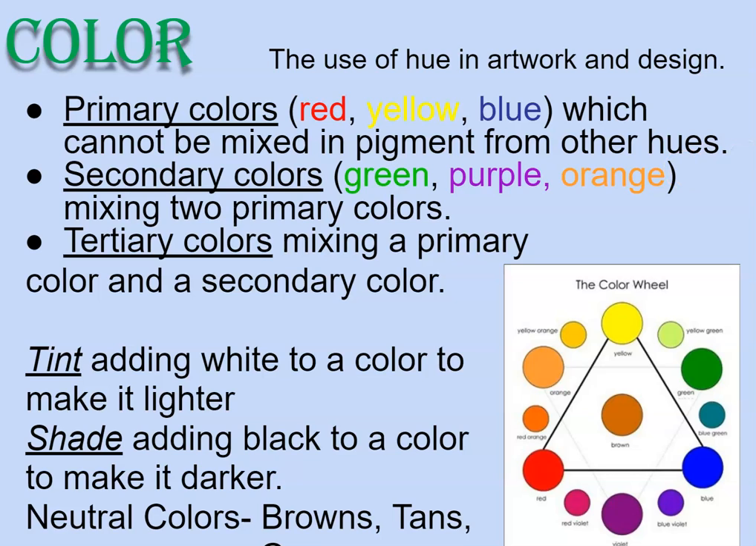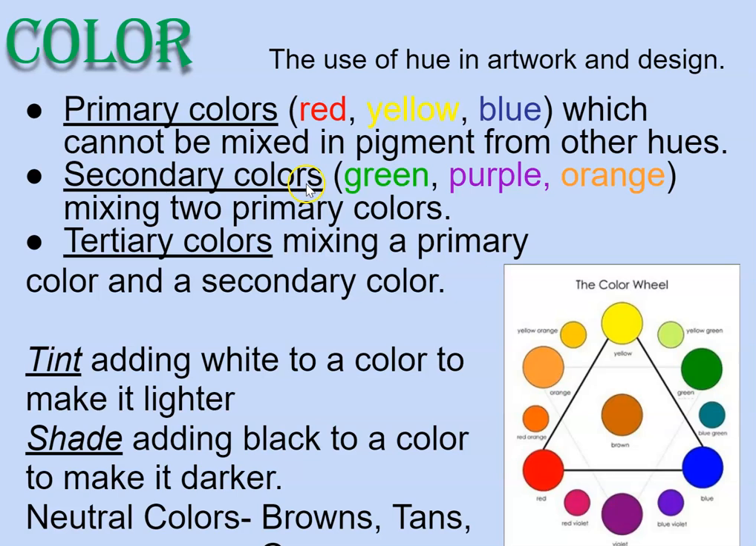Color. Color is a very large part of the elements of art, and there's a lot that goes along with color, and this is just some of the very, very basics. Color is the use of hue within an artwork. To begin with, we start with the primary colors: yellow, red, and blue. These colors cannot be mixed. These colors can be mixed to create other colors. However, you can't mix two colors to create them. We also call them the pure colors.